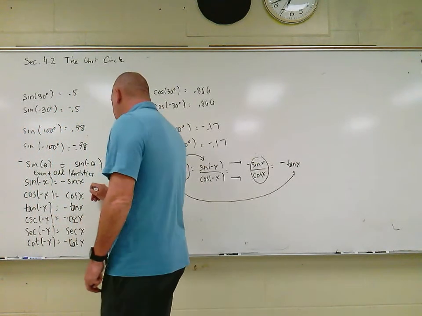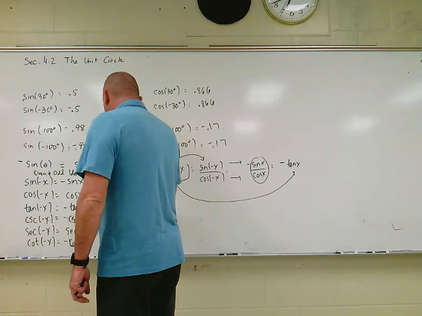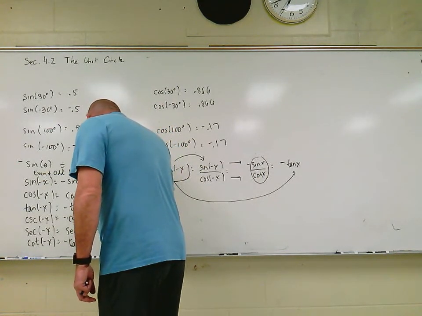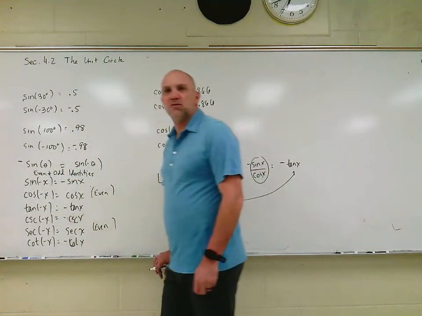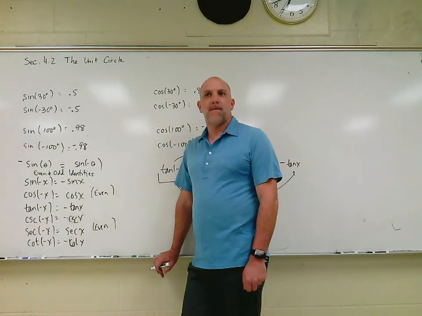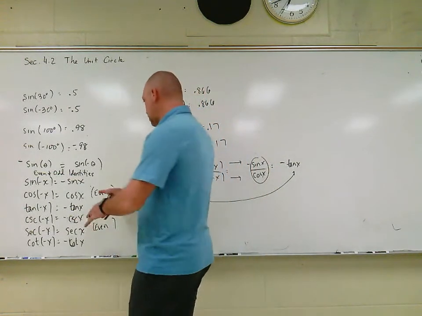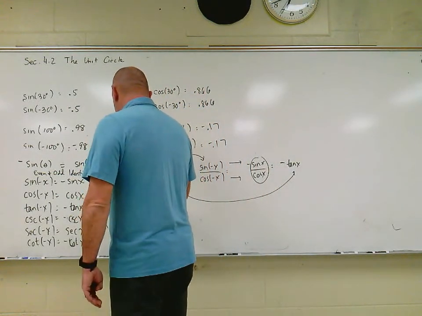You're going to see that cosine is an even function later on, and secant is an even function. What do you remember about even functions in terms of their symmetry? They have y-axis symmetry. You're going to see that they have symmetry about the y-axis.